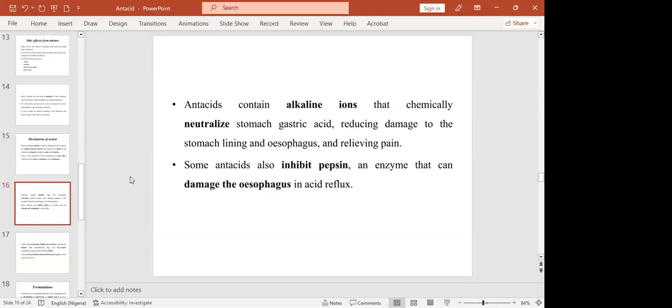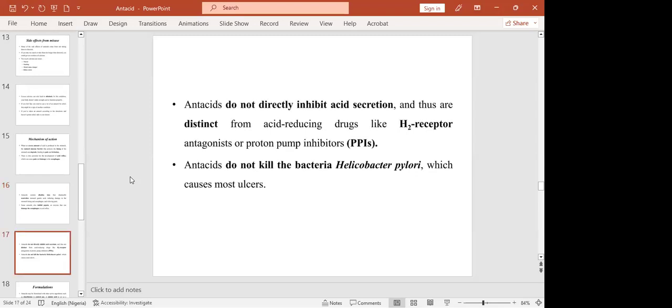Now, the antacids contain alkaline ions. You know, the opposite of acid is alkaline ions. They will chemically neutralize the stomach acid, and in neutralizing the stomach acid, they will reduce damage to the stomach lining and the esophagus, and of course, relieve pain. Some antacids would also inhibit pepsin. I don't know who taught you digestive enzymes, but pepsin was one of such. Pepsin particularly digests proteinous substances. So it can also inhibit pepsin, which is an enzyme that can damage the esophagus in acid reflux.